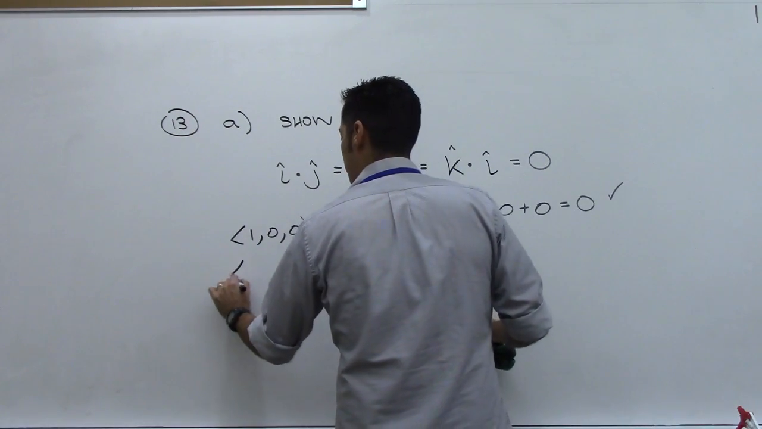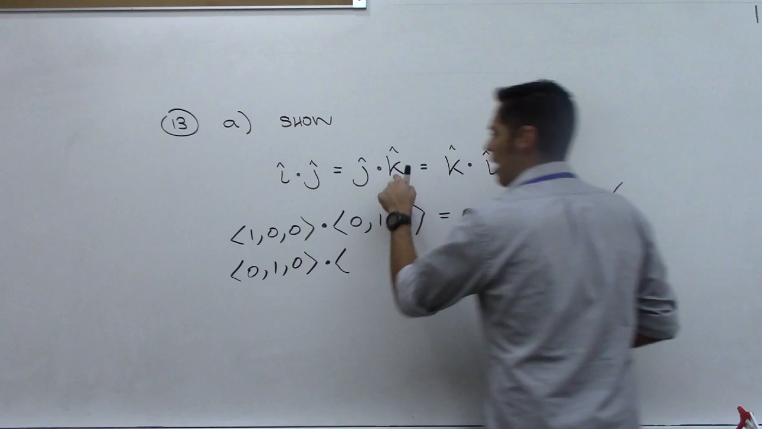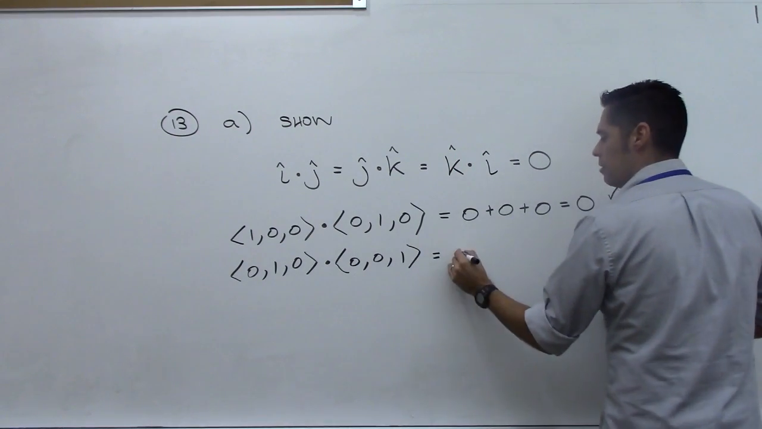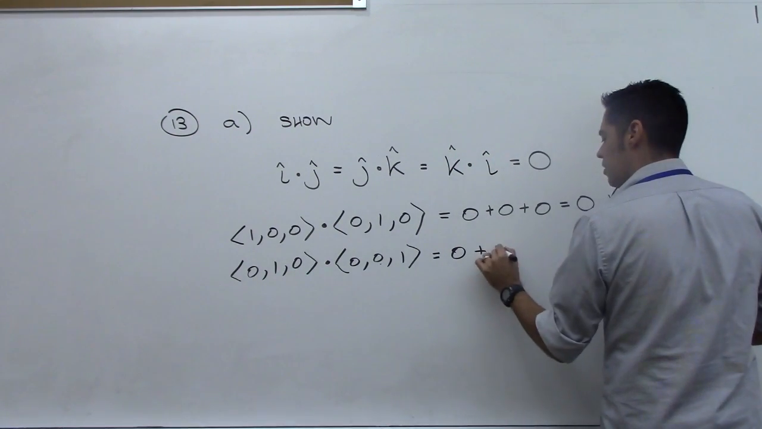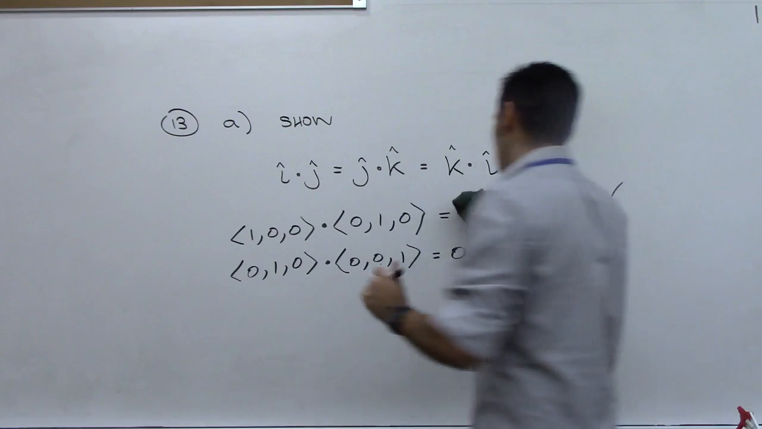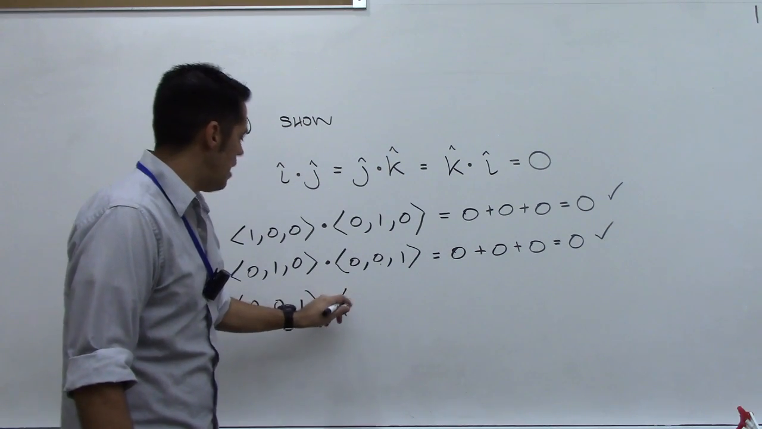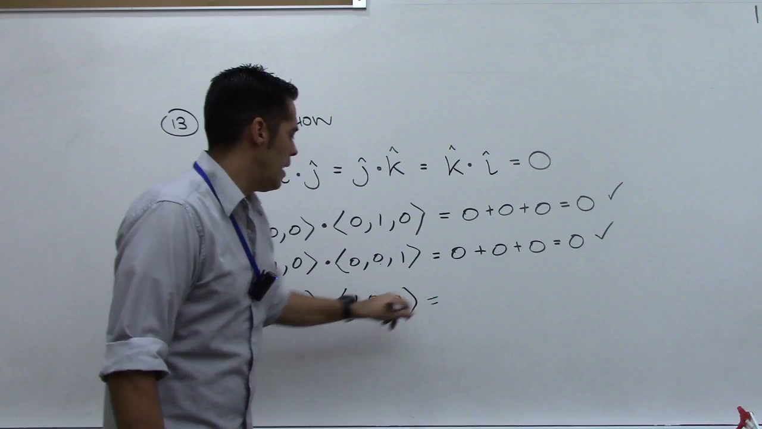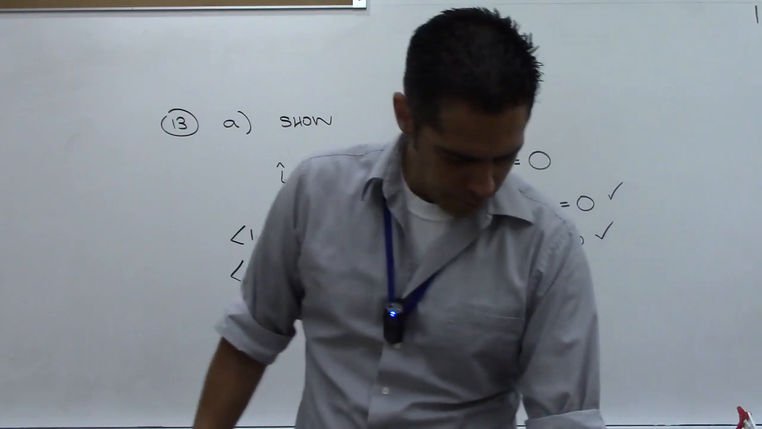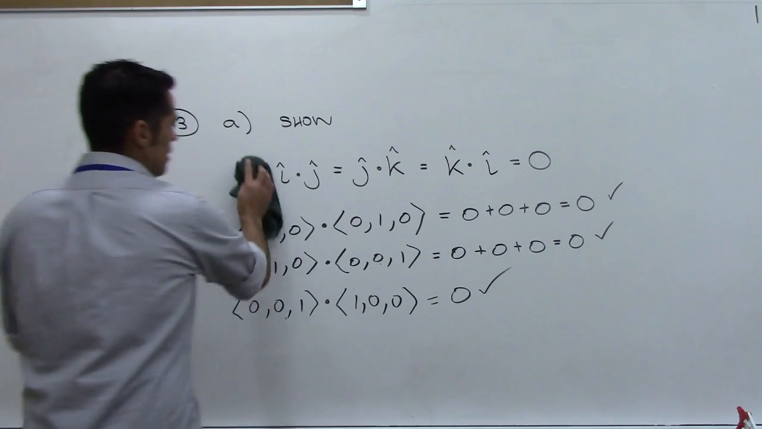Now let's do j hat dot k hat. So j hat is 0, 1, 0, dotting that with k hat, which is going to be 0, 0, 1. And when I dot, 0 times 0 is 0, plus 1 times 0, which is 0, plus 0 times 1, which is 0, that checks. And then k hat dot i hat would be 0, 0, 1, dotted with i hat, which is 1, 0, 0. And therefore, you do this, you'll get 0 also. All right, not bad.